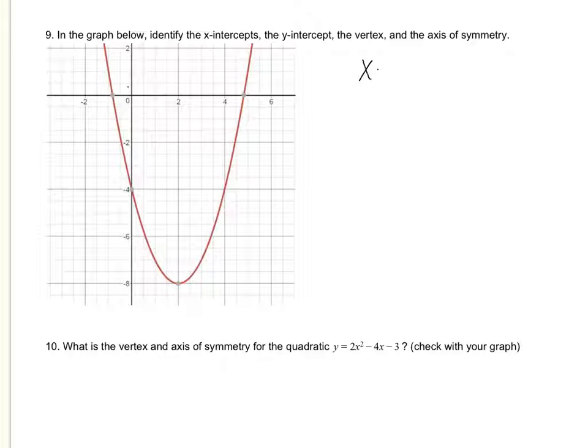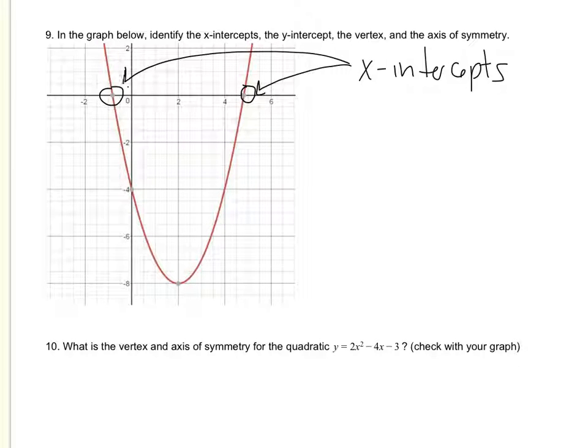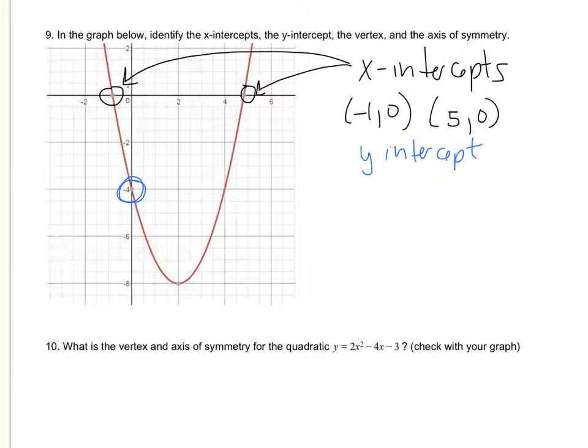Okay, so the x-intercepts, remember, are where the graph crosses the x-axis, so that would be here and here. Those are my x-intercepts. Now if you graph a function on Desmos, remember you can just click on those dots and it'll tell you what the ordered points are. In this case it's close to negative 1, 0, and 5, 0. The y-intercept is where the graph crosses the y-axis, and so that's here. In this case it looks to be 0, negative 4.